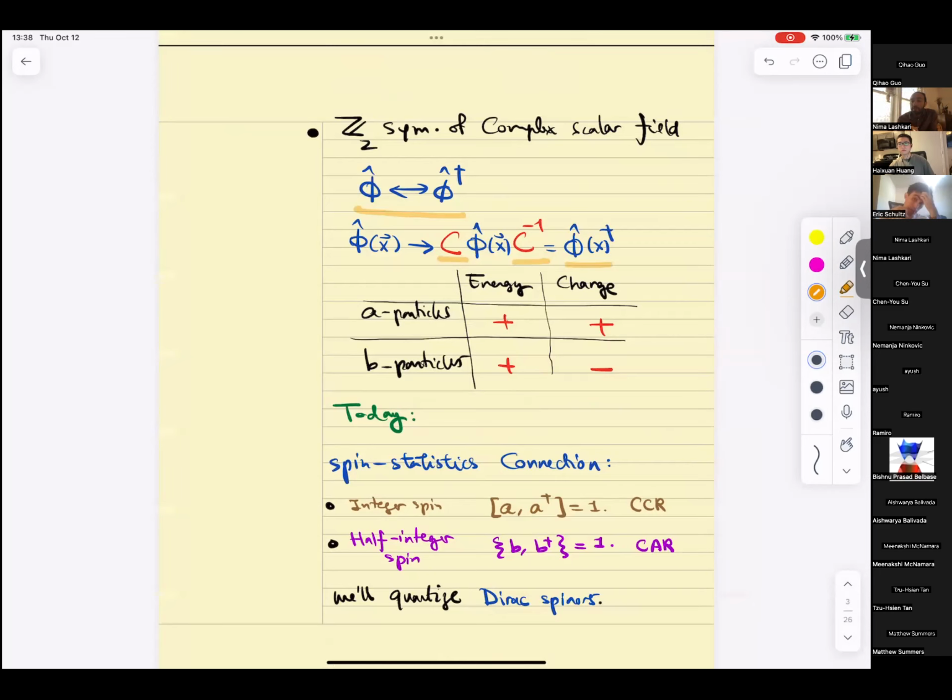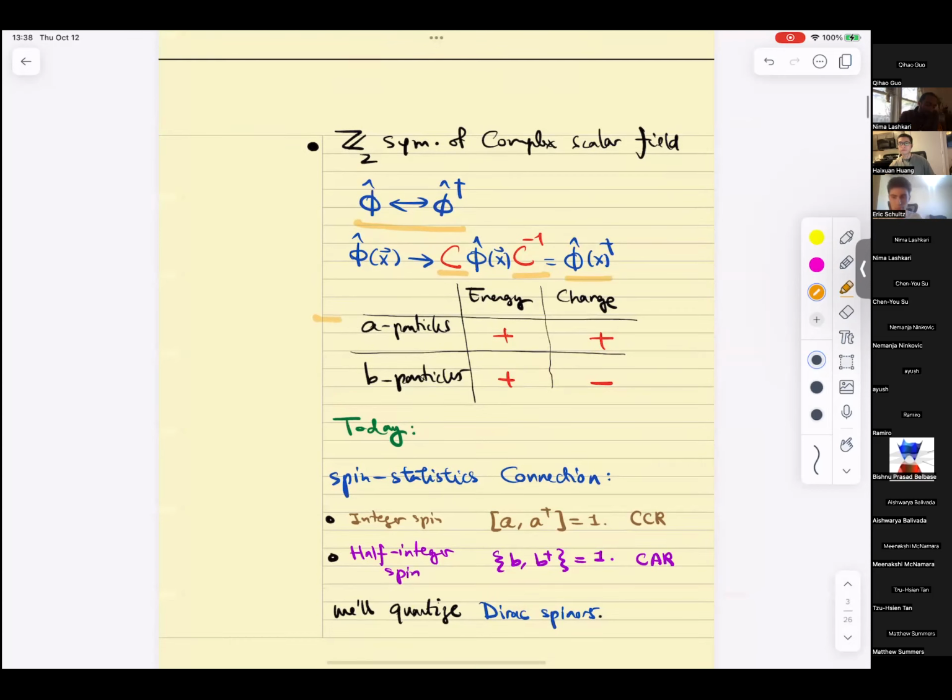So if you write it as phi 1 plus phi 2, there will be 2 types of particles. We call them A and B particles. The interesting thing was that both A and B particles had positive energy. However, they had the opposite charge, and we called these the particles versus antiparticles, right? So the Z2 symmetry, the charge conjugation symmetry, is the particle-antiparticle symmetry.